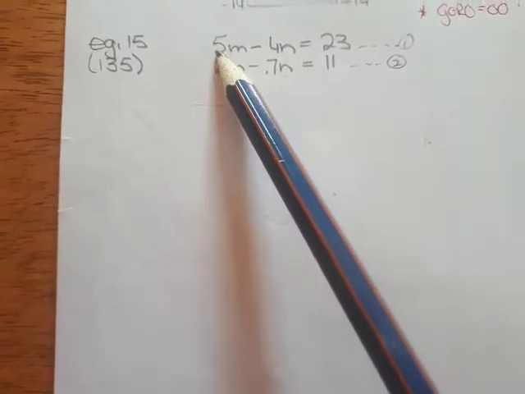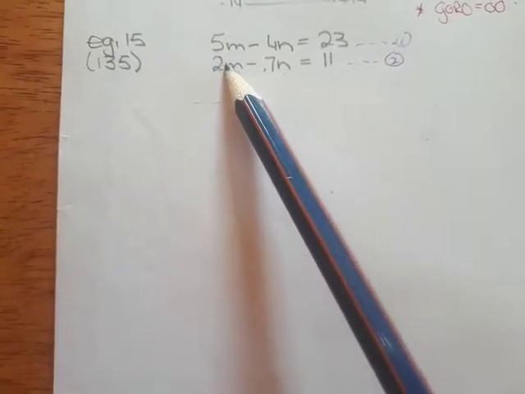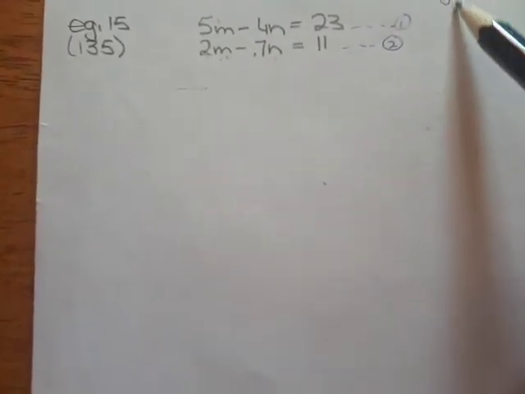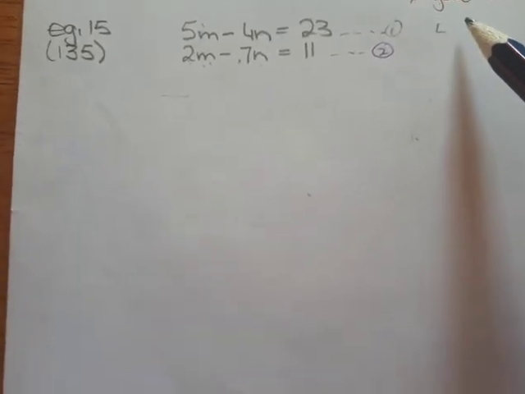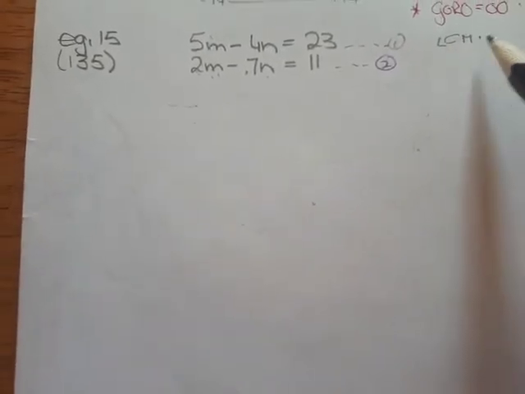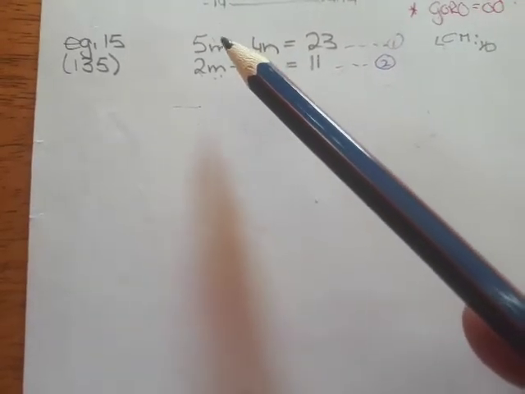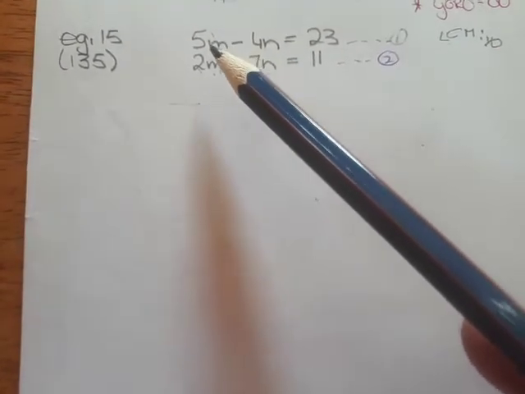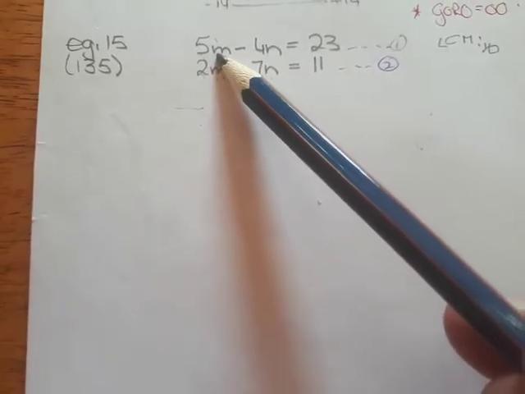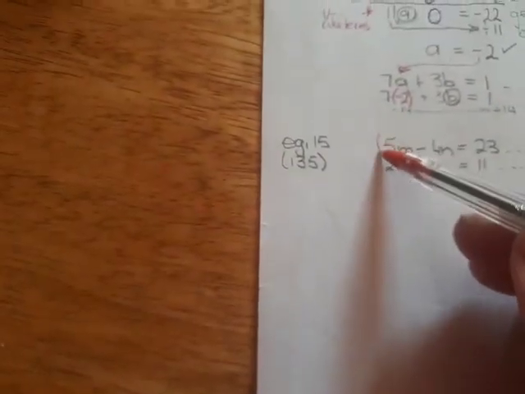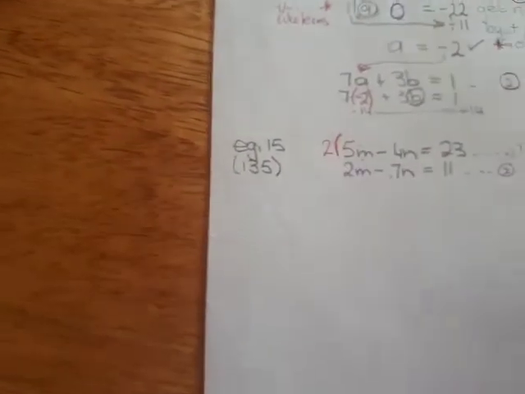So how can I make 5 and 2 the same? I can once again find the lowest common multiple of 5 and 2. The lowest common multiple of 5 and 2 is 10. So I will make this 5 a 10. How do I do that? I need to multiply it by 2.